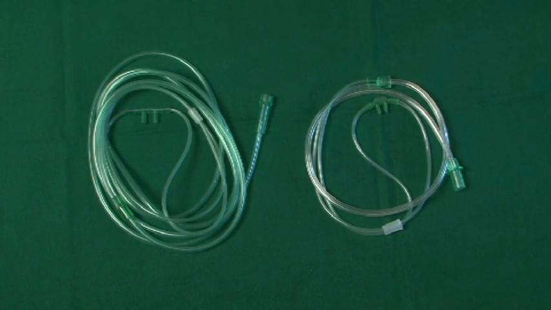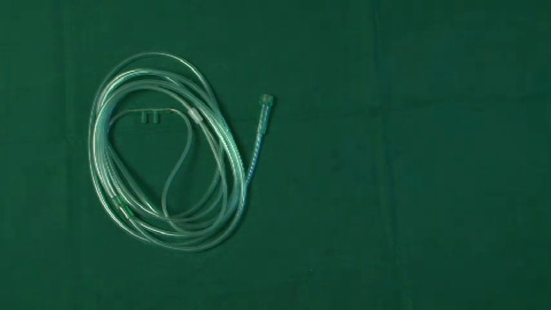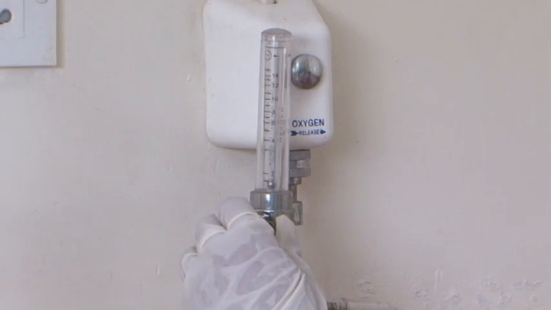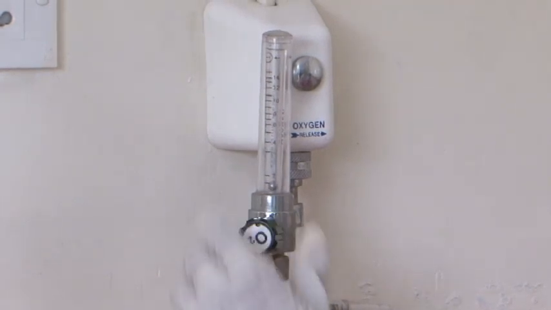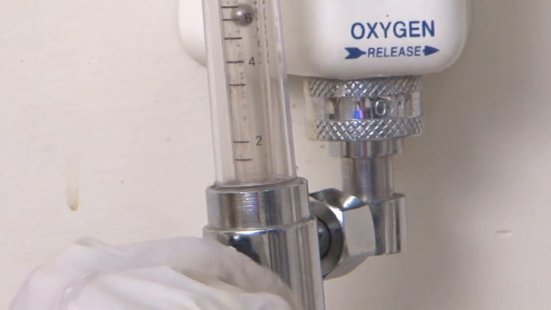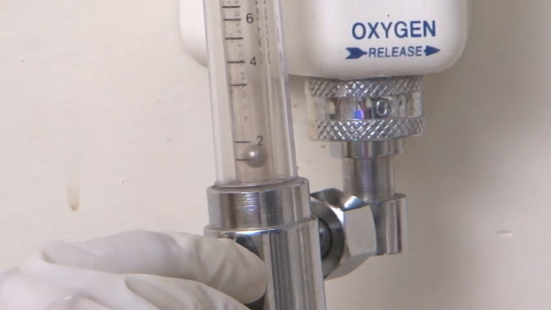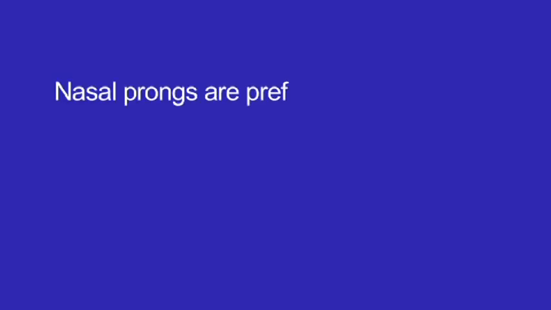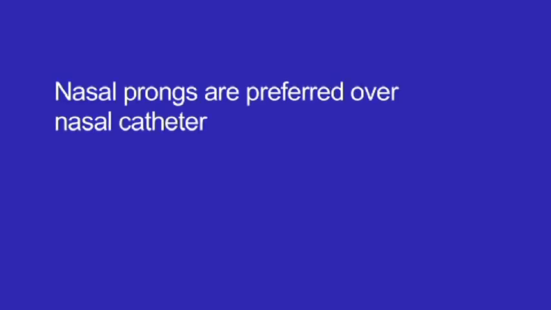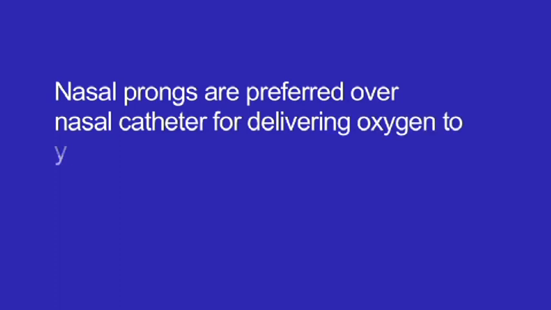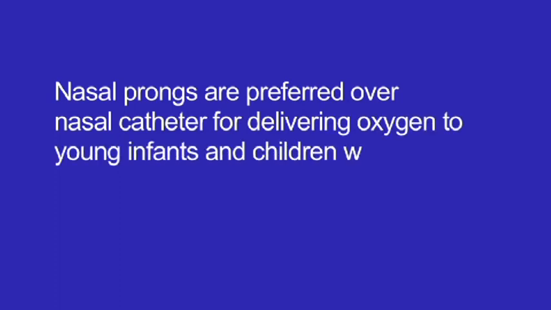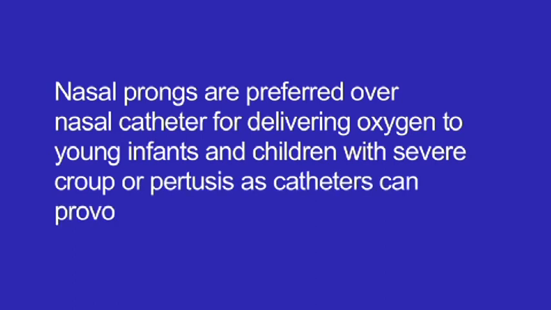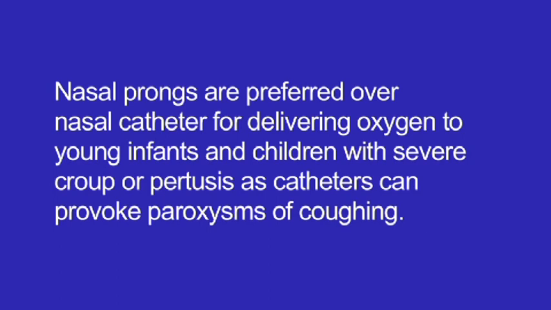Ensure using the correct size. A flow rate of 0.5 to 1 liter per minute in infants and 1 to 2 liters per minute in an older child. Nasal prongs are preferred over a nasal catheter for delivering oxygen to young infants and children with severe croup or pertussis, as catheters can provoke paroxysms of coughing.